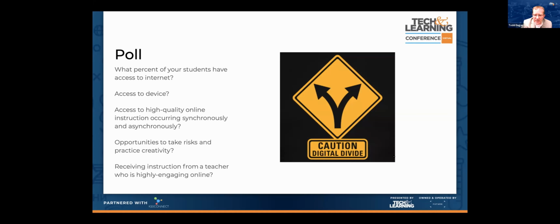How about every student with access to devices? All right, seeing some emojis. How about, more importantly, access to high quality online instruction occurring synchronously and asynchronously? All students with opportunities to take risks and practice creativity? And finally, all students receiving instruction from a teacher who is highly engaging online.